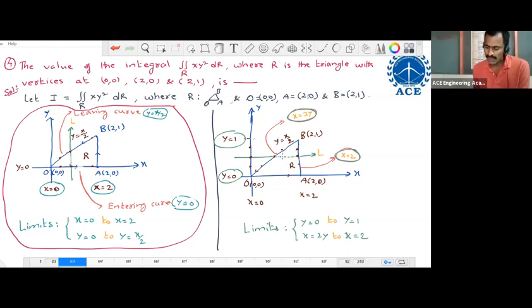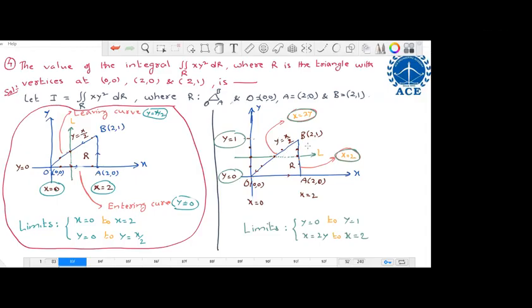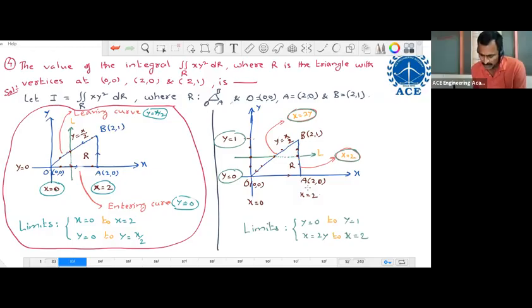Whenever I draw a line parallel to x-axis, the line enters the region through this curve. What is the equation of the curve? y equal to x by 2, right? The same line passes through the region and leaves the region through the curve x equal to 2. The equation of this curve is x equal to 2, and the equation of this curve is y equal to x by 2 only. So this entering curve will give the lower limit of x. This leaving curve will give the upper limit of x only.